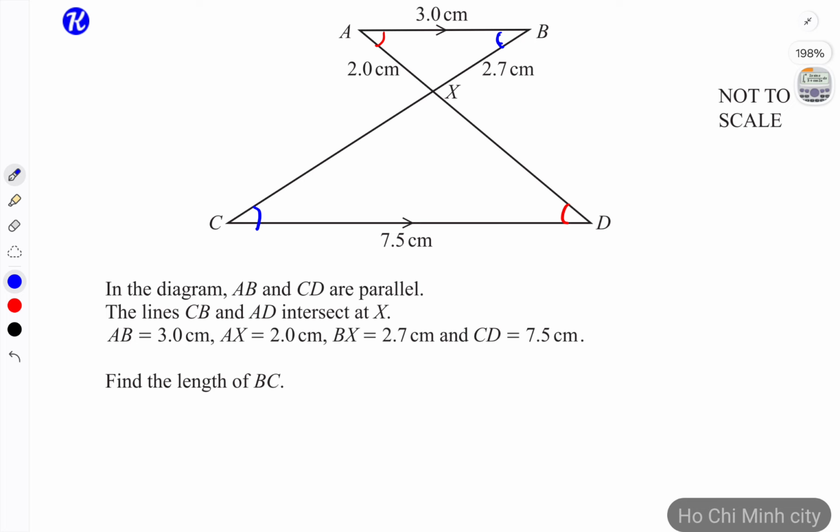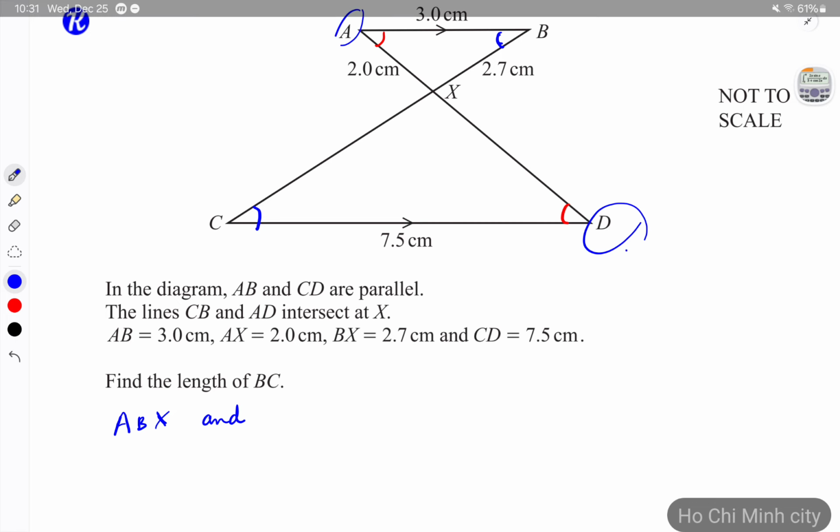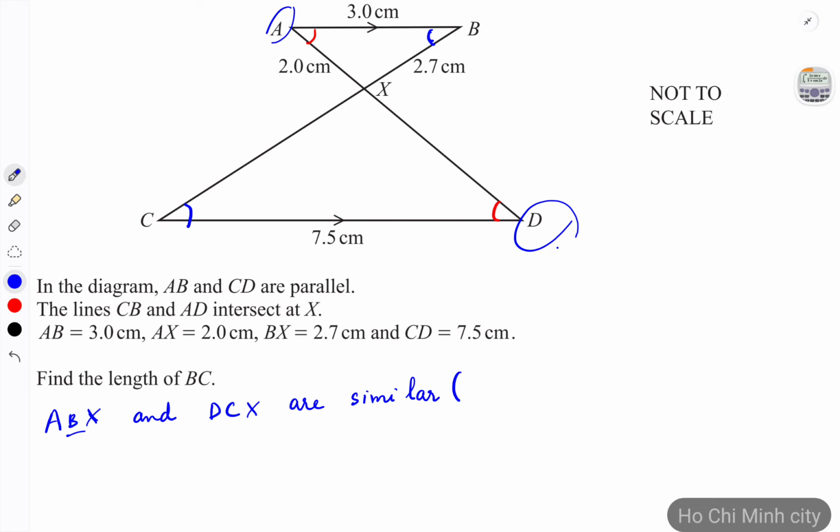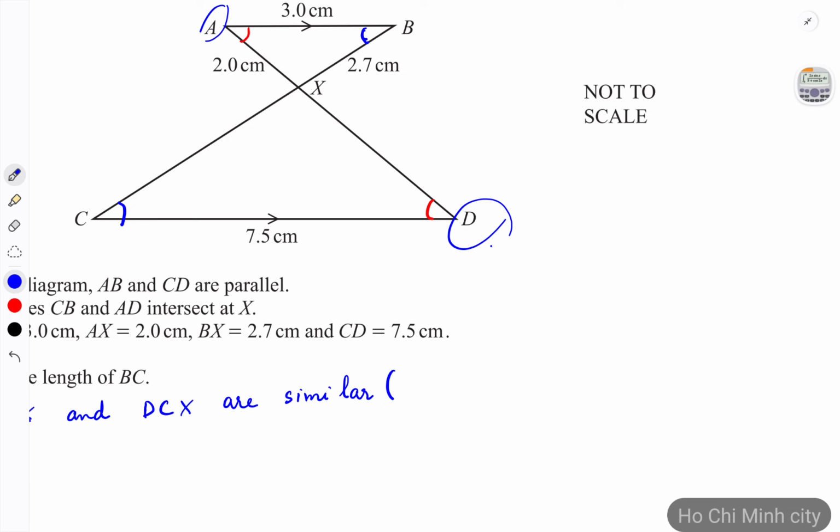All right, so we would write down here: we have A, B, X, and pay attention to the order of the vertices. So AB, A would correspond to D, right? And then B would correspond to C. All right, ABX and DCX are similar. And we have to provide the proof for that. Provide the reason for that.